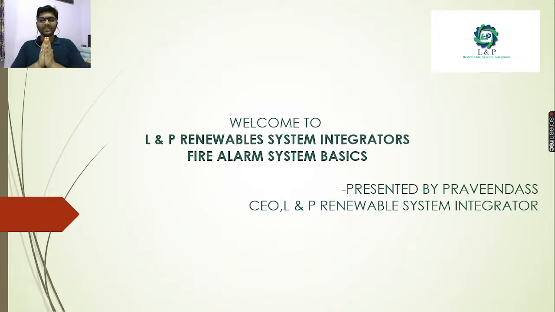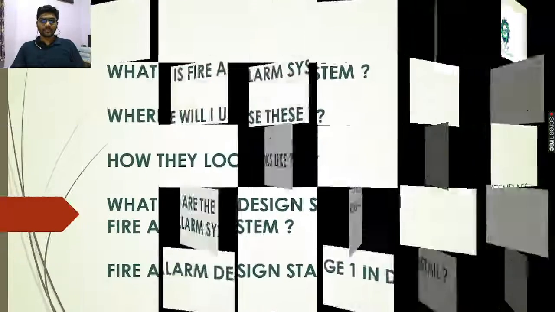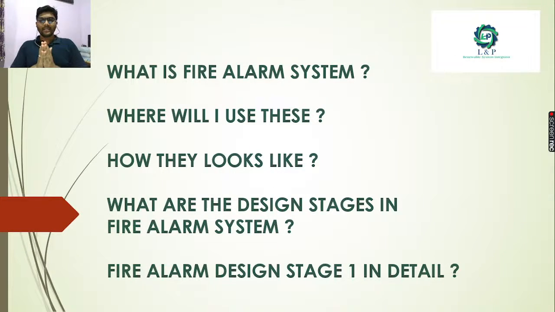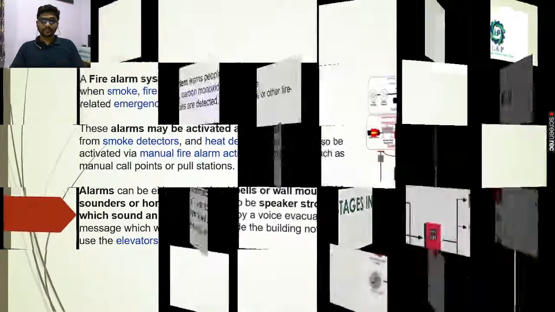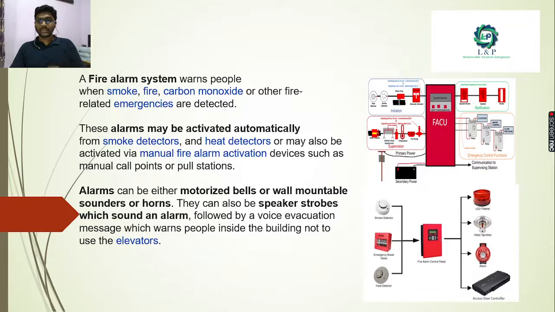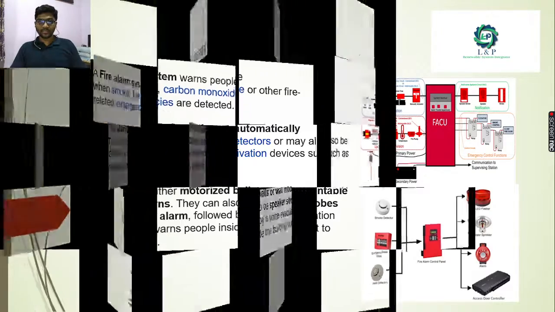Today we are going to see some of the basics of fire alarm system. In the last class we had discussed what is a fire alarm system, where we will use it, how it looks, and what the design stages in it are. And also we had discussed design stage 1. So these are the basic things in design stage 1.